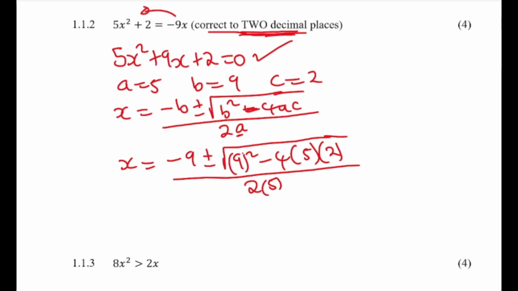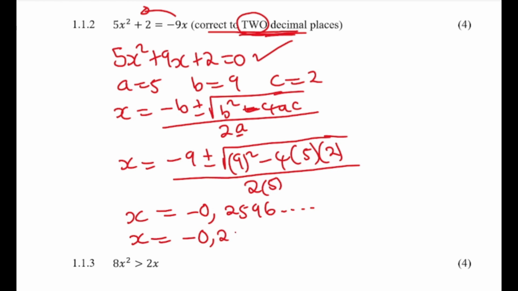Then you can put this in the calculator. You start by putting plus in your calculator because you cannot put plus or minus once. You have to put plus, get your answer, then go back and put minus. Let's start by putting plus. So if you put plus in the calculator here, put this whole thing as it is into your calculator, you must get negative 0.2596. It goes on like that. Since it says 2 decimal places, so this is x is equal to negative 0.26.